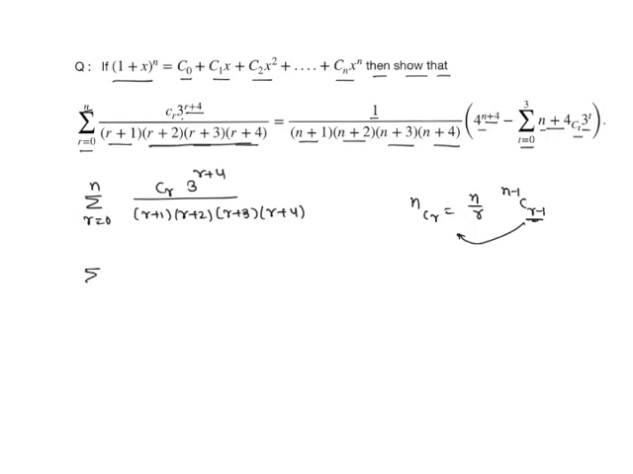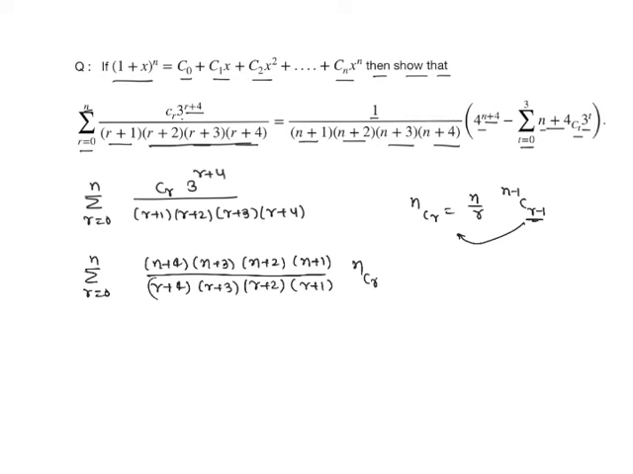So here we will multiply, inside the sum from r equals 0 to n, by (n+4)(n+3)(n+2)(n+1). Similarly, in the denominator we can write (r+4)(r+3)(r+2)(r+1) into nCr into 3^(r+4), and we will multiply with 1 upon (n+4)(n+3)(n+2)(n+1).